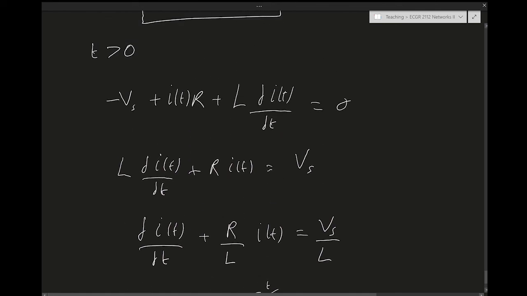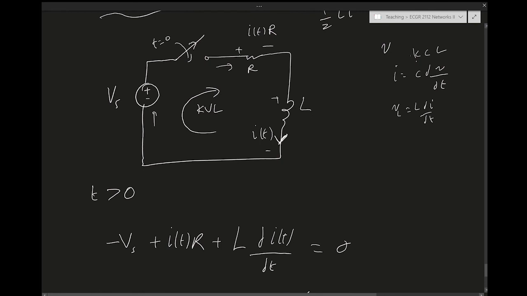And I know that the inductor at steady state is a short circuit. We said that, right? So because it's a short circuit, what would be the current at steady state? It will be Vs over R, right?